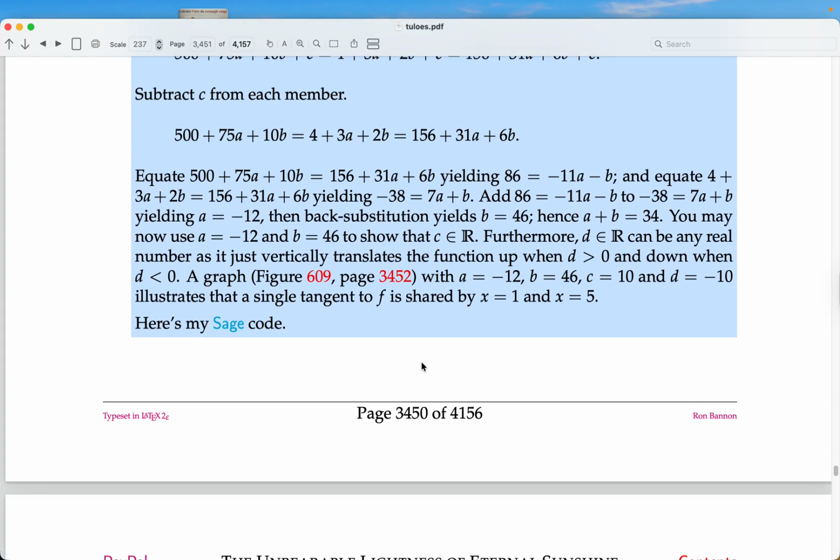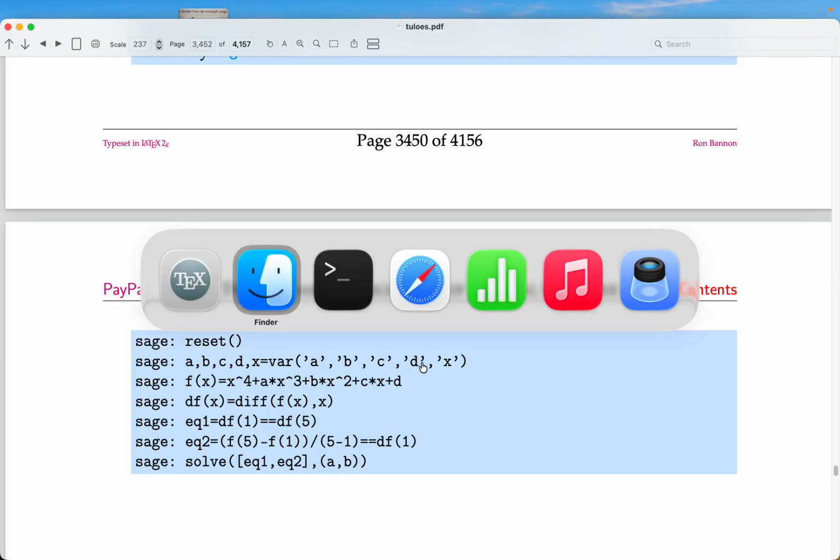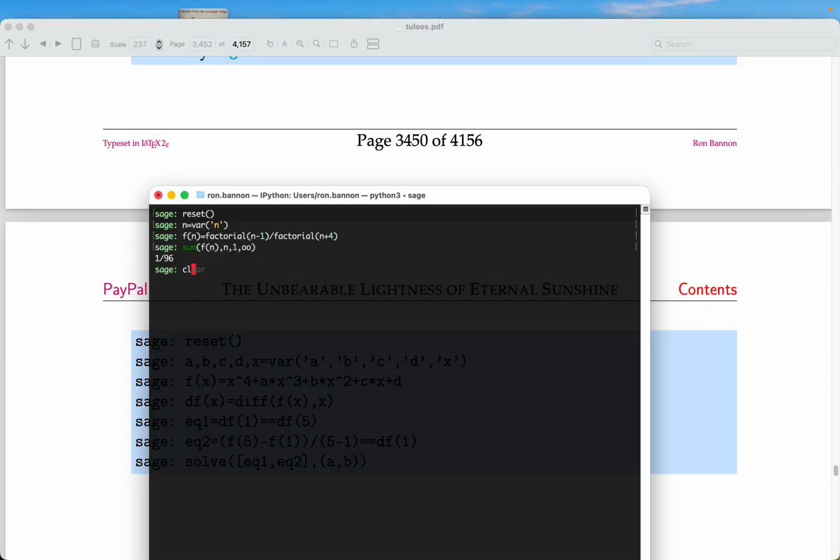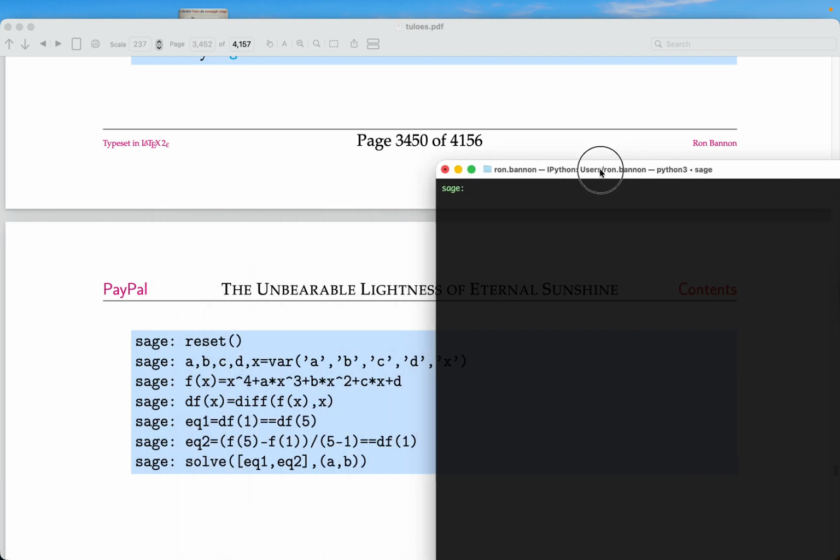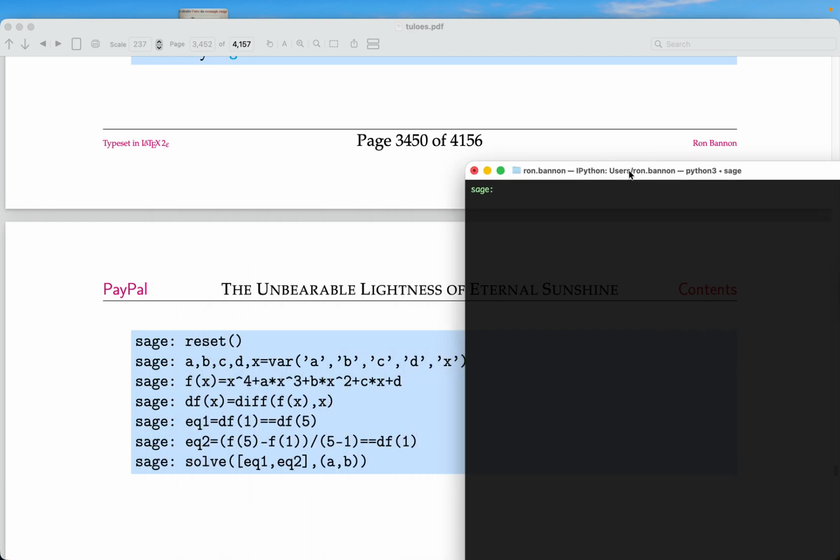What I'm going to do is go to Sage Code and type it in. So I'm going to clear the screen, and let me pull this to the side so I can see what I'm doing. And I'm going to start typing this stuff in. So, reset.